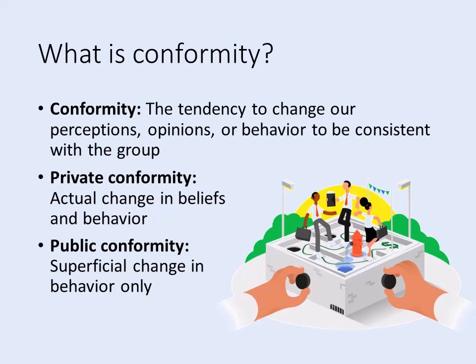There are two broad categories of conformity. Private conformity includes actual changes in both overt behavior and beliefs. Long-term changes that remain after the group is gone and the target is alone. It's also known as true acceptance or conversion. Public conformity, on the other hand, includes superficial changes in only overt behavior. Private beliefs remain the same.